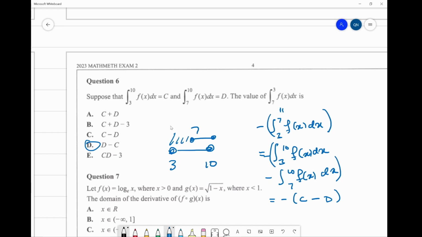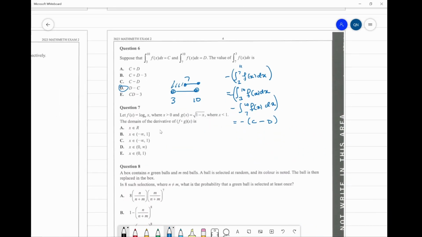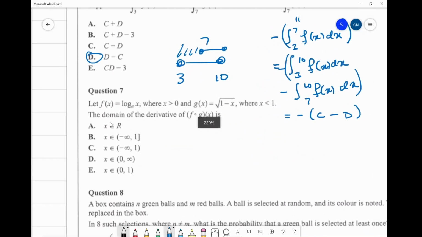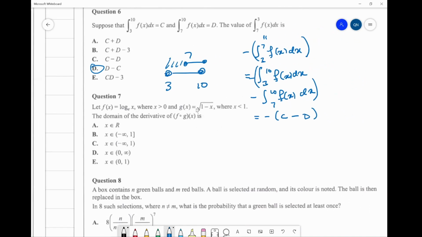Question 7, we have f of x, a log, and then this other function over here, some square root, and the domain of the derivative. Interesting. Because these are on the maximal domains, x is less than, that's not the maximal domain, is it? Let's think about this. We have log of x, so what's f of g of x? f of g of x is the logarithm of the square root of 1 minus x.